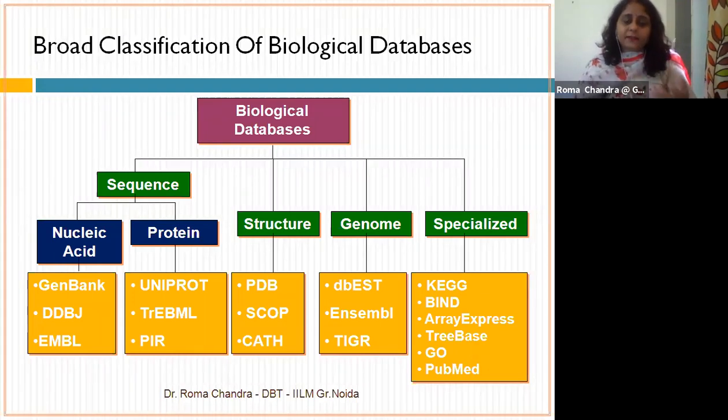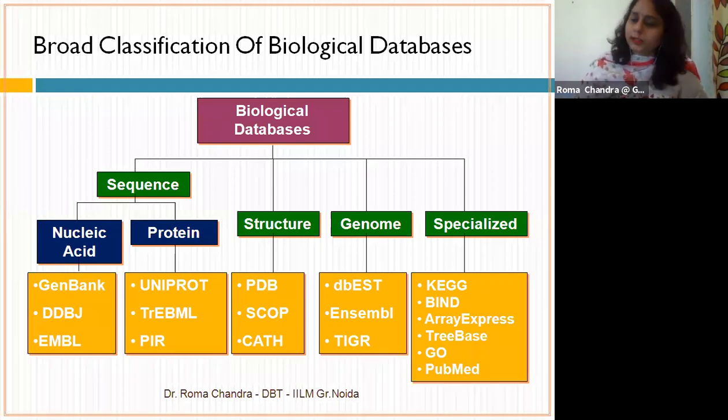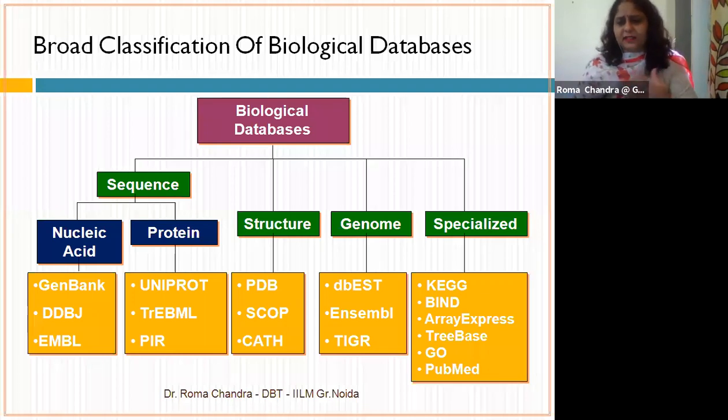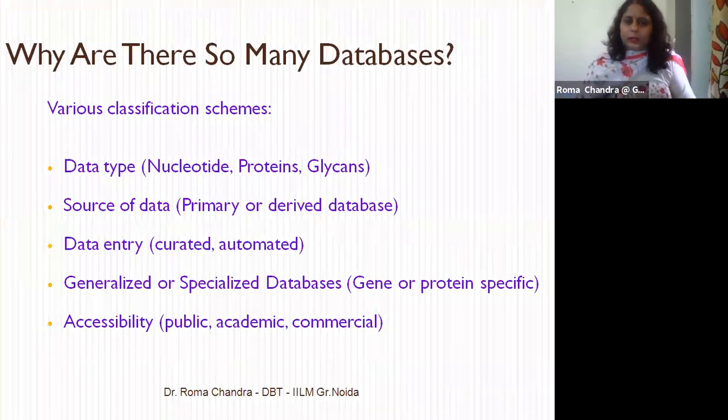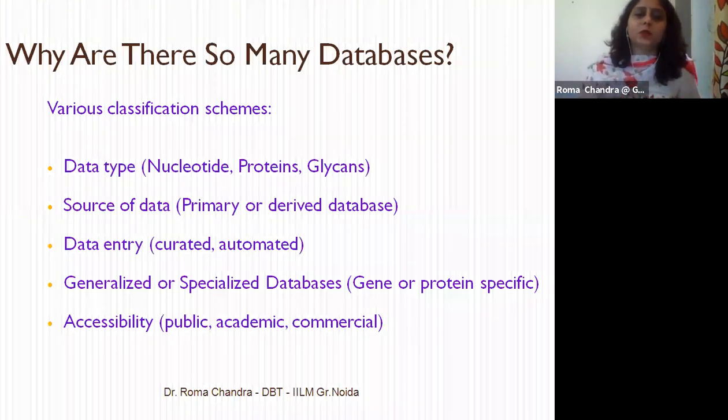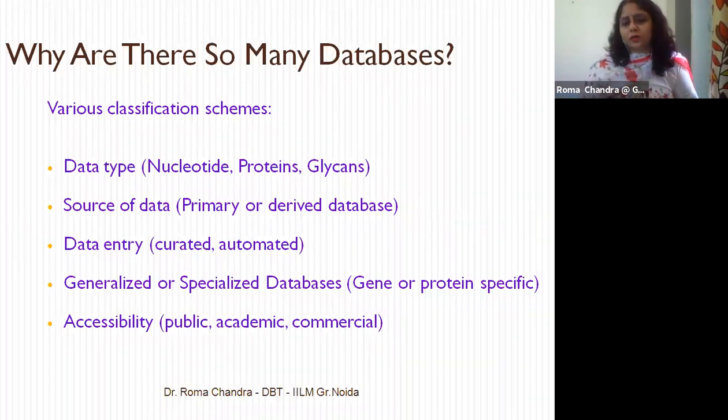This chart we have seen in our last session also: the categories of sequences, structures, genomes, and specialized. In this session we will deal with nucleic acids, the DNA databases GenBank, DDBJ, and EMBL, and the specialized type of databases: KEGG, BIND, ArrayExpress, and so on. Multiple of them are there in the session, and you need to understand when the databases were created, and the reason why these different categories were made, because we had different sorts of information.